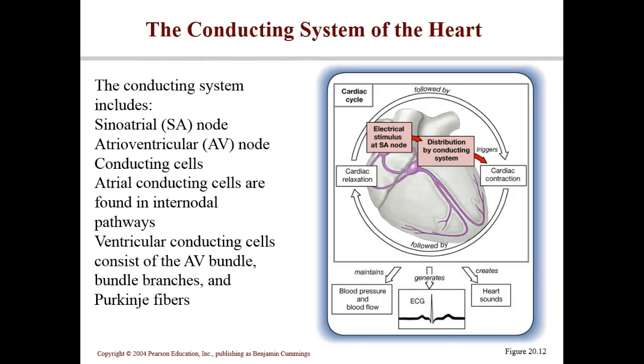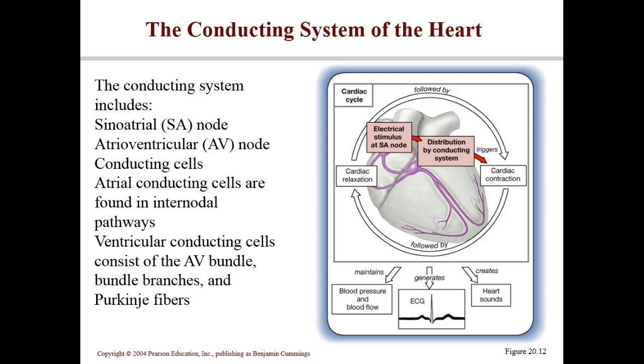The conducting system of the heart, just to refresh your memory, includes the SA node. The SA node is located in the wall of the right atrium, near the superior vena cava. Also the AV node, the atrioventricular node, which is located at the junction between the atria and ventricles. And then the conducting cells, those are the ways that impulses are distributed throughout the myocardium, and that includes the AV bundle, the bundle branches, and the Purkinje fibers.